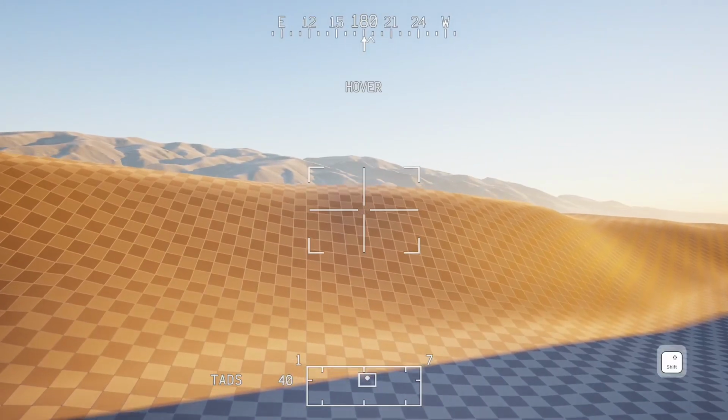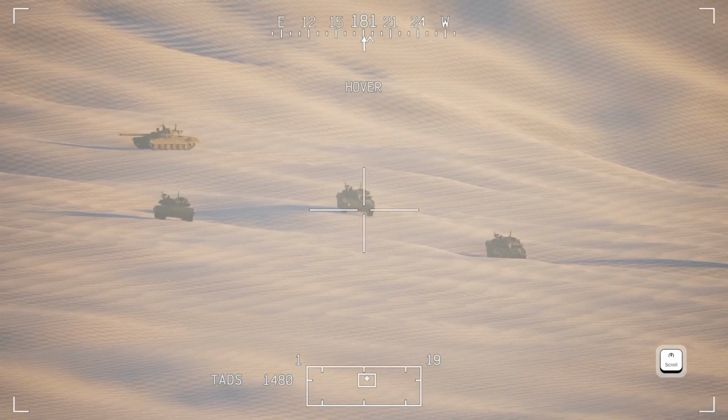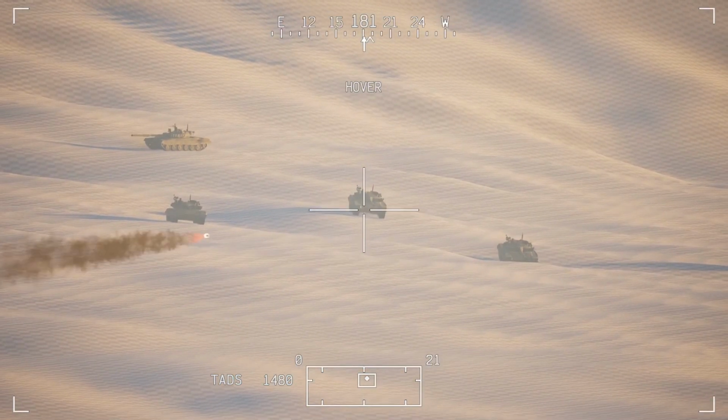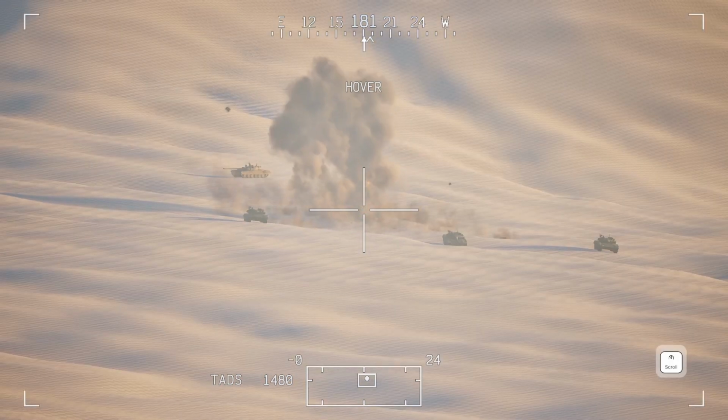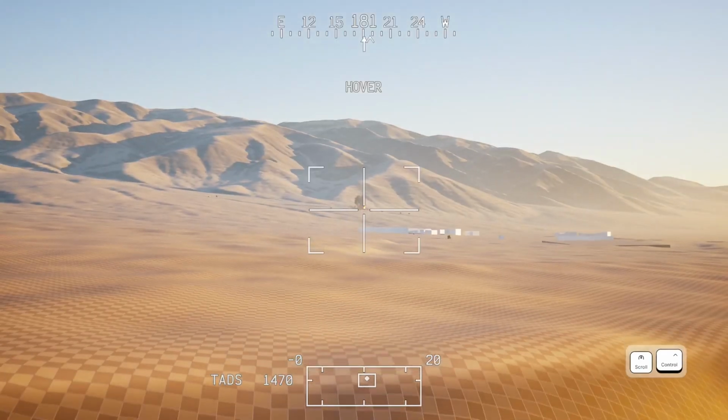I'm in the desired spot, so I will emerge from behind cover, aim, and launch the missile. It was a good hit, so I descend to hide again.